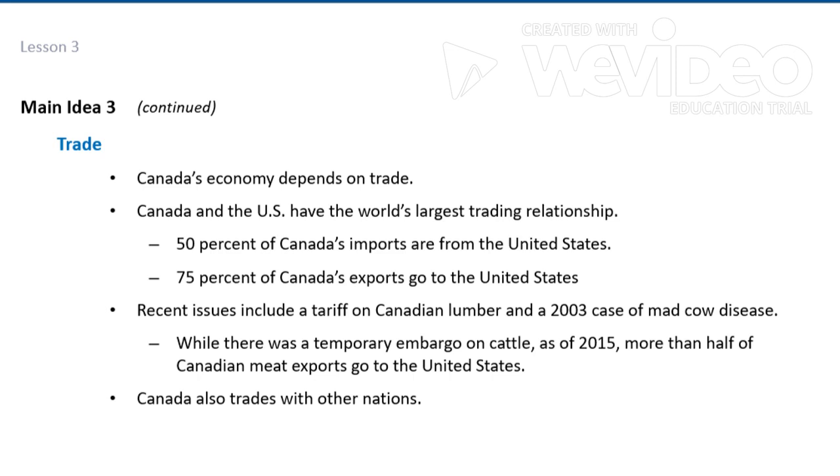The export of cattle to the United States has also been an area of dispute between the two countries. When a Canadian cow was discovered with mad cow disease in 2003, the United States placed an embargo, or ban, on the import of all cattle from Canada. Canadian ranchers now claim that all their cows are free of the disease. As of 2015, more than half of all Canadian meat exports go to the United States.